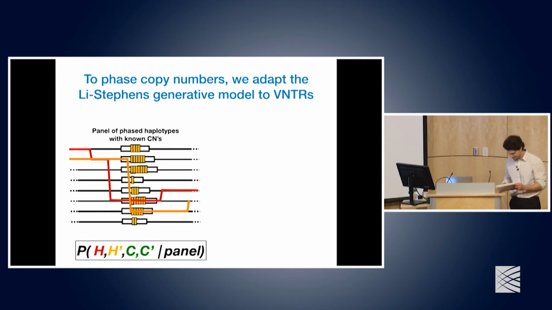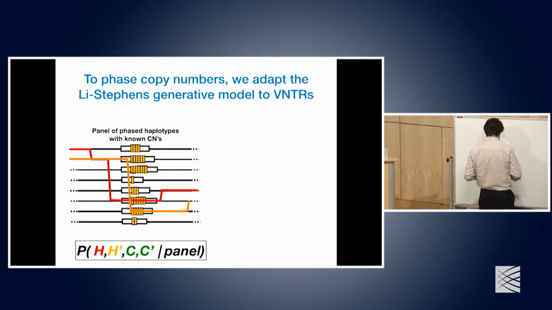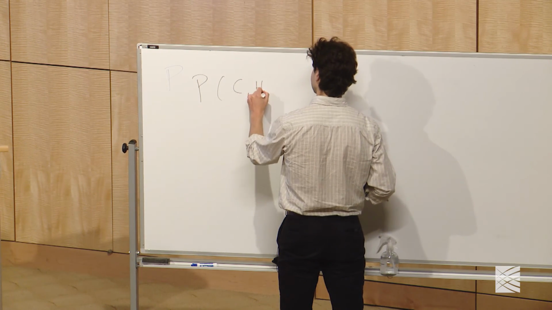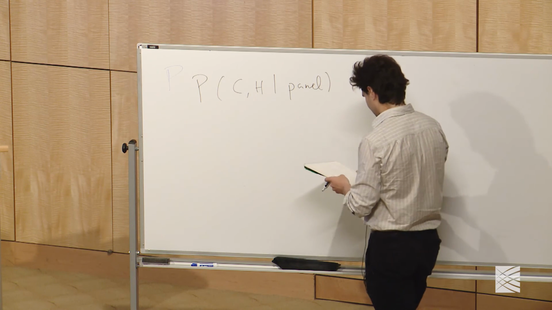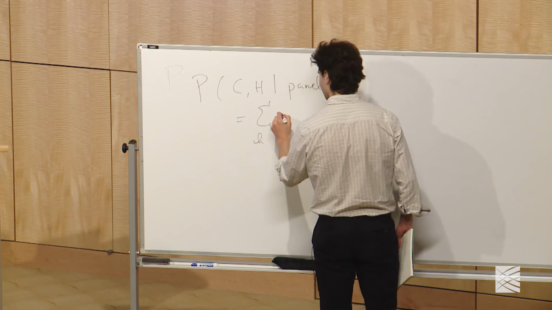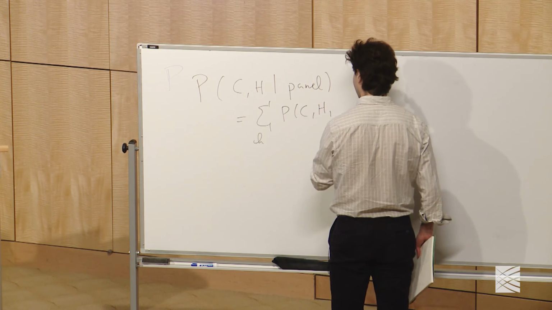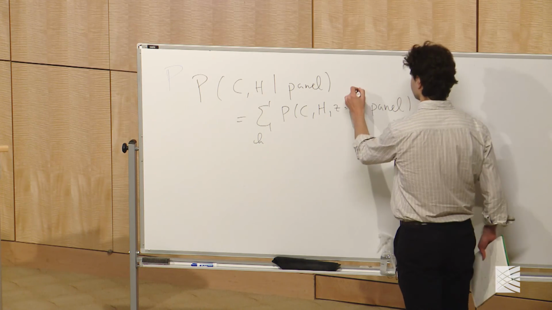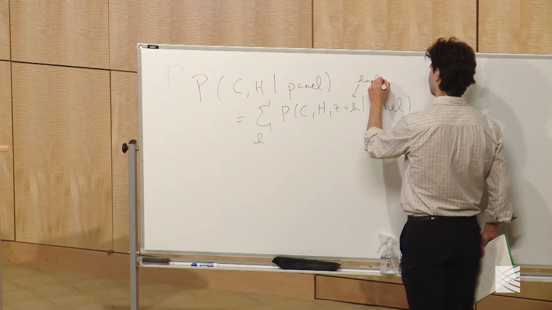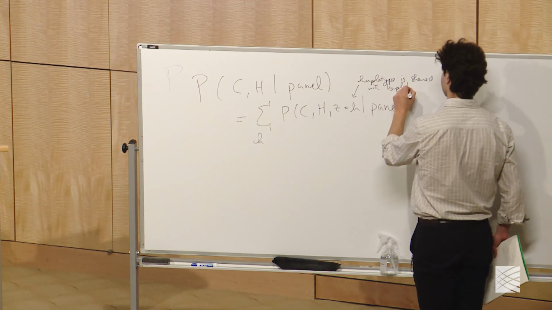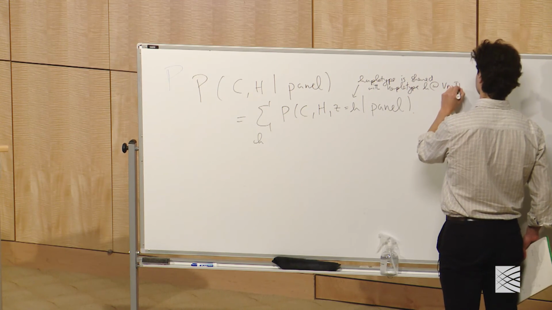So I thought here's a moment where I might write something down. We want to give a probability distribution on copy numbers and haplotypes given a panel. And that's going to be this sum over the haplotypes in the panel of the probability of C and H, and that the hidden variable is equal to the haplotype little h given the panel. Okay, so this is the haplotype that is shared with haplotype H at the VNTR.